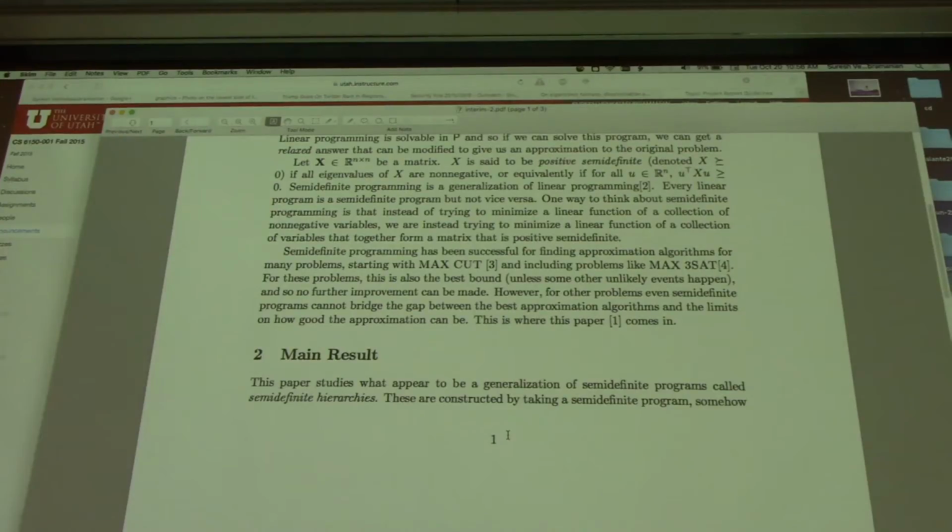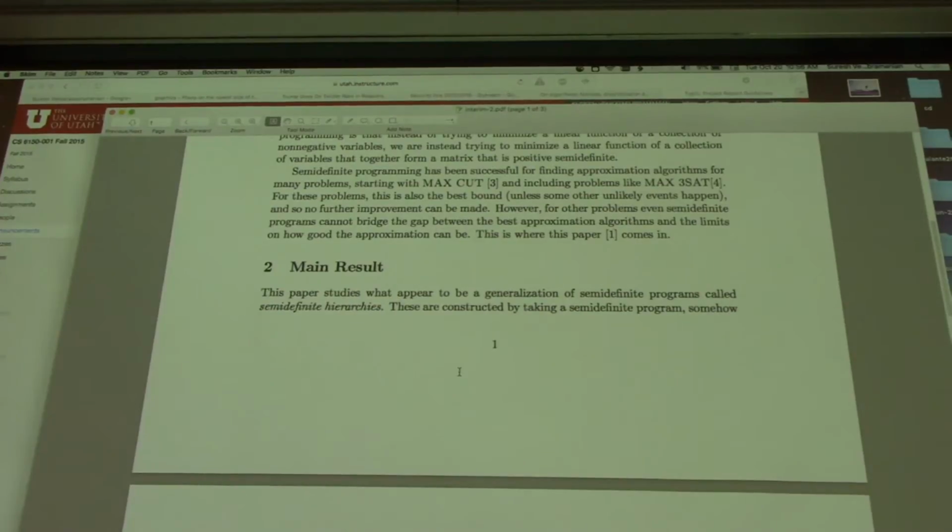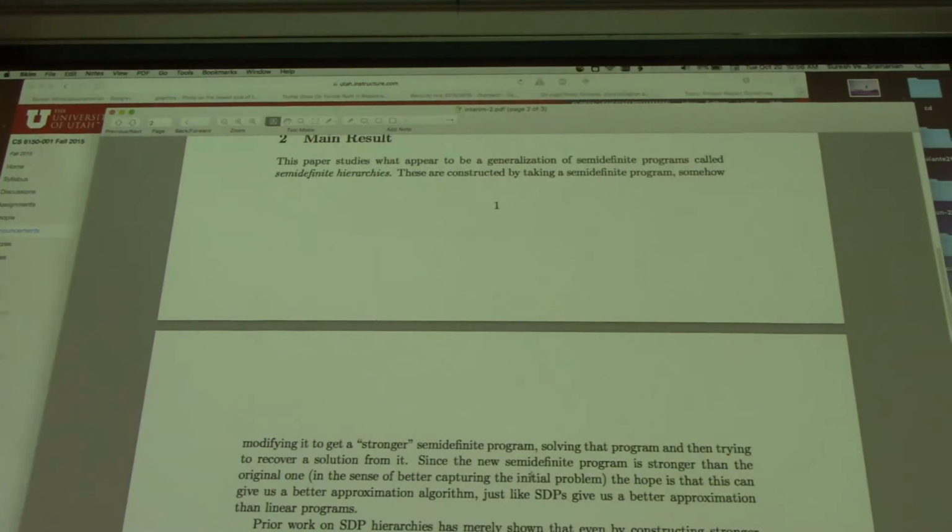So for example here, I could have cut and pasted the abstract in the paper, but look at the sentences I have here. Since the new semi-definite program is stronger than the original one, the hope is that this can give us a better approximation. This is actually not in the abstract of the paper. That paper assumes that the reader knows what they're doing. This is providing extra context that was not there in the abstract to say, well, this is why we want to do this. And that's where this is different from just a paper abstract.